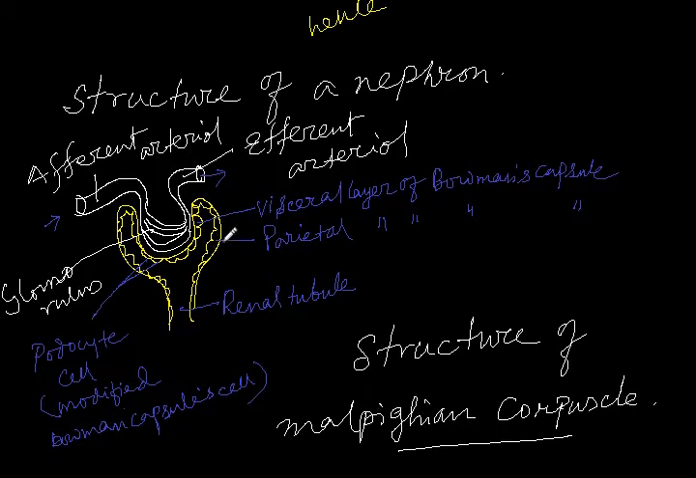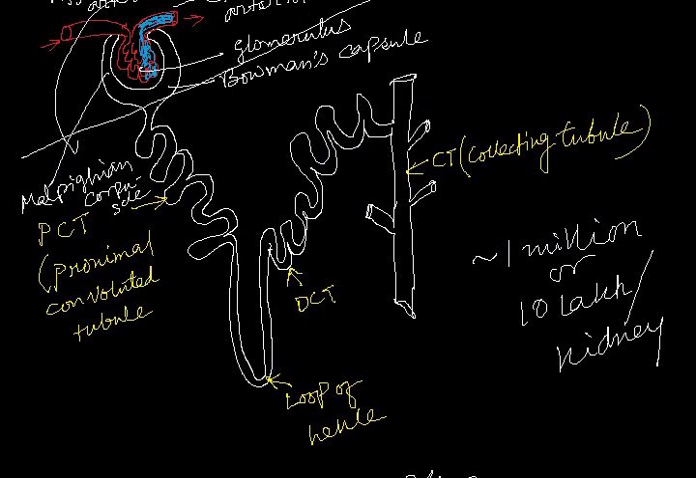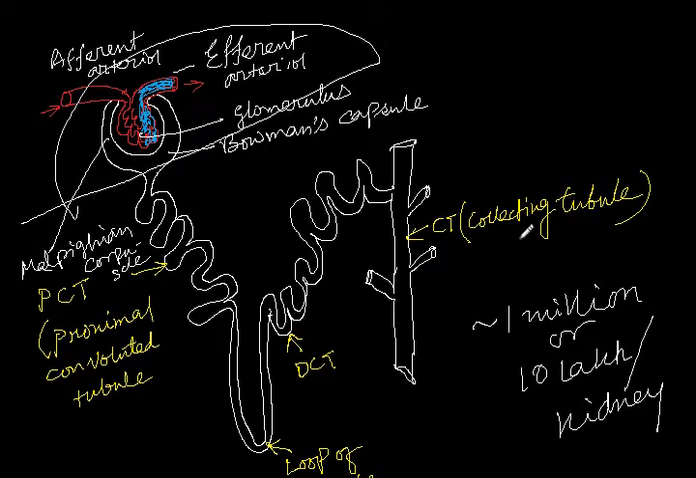The Bowman capsule is composed of two layers. This is the parietal layer and this is the visceral layer. For the function of ultrafiltration, the visceral layer cells of the Bowman capsule are modified to form a special type of cell known as the podocyte cell.